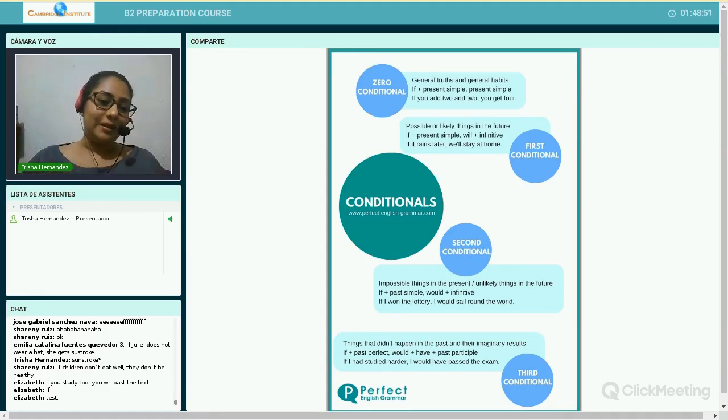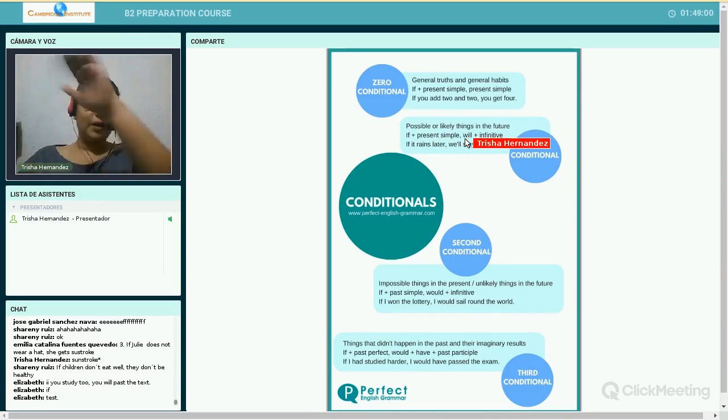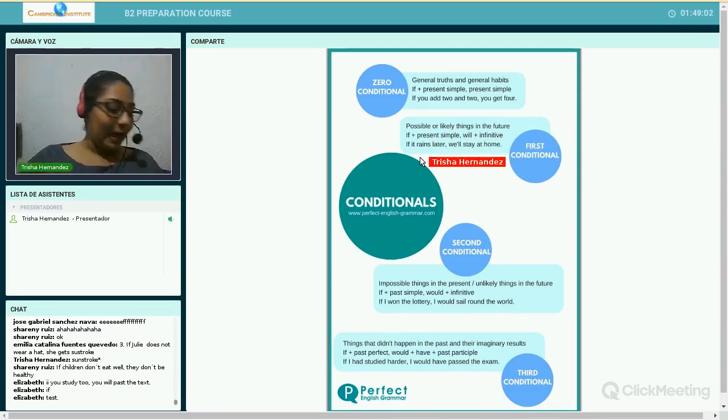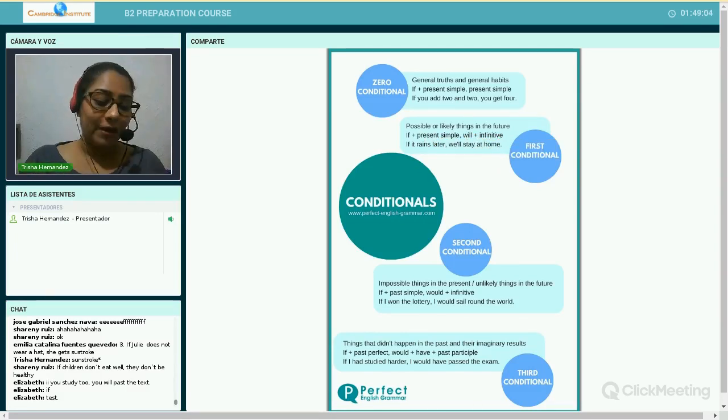Okay, you will pass your test. So, let's go to the example. Remember, we use if plus present simple, comma, will, and infinitive. The infinitive is the base form of the verb. That is the infinitive. Okay? That's why I call it simple future. Kind of like the simple future.